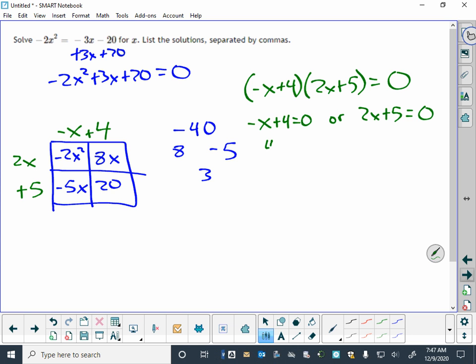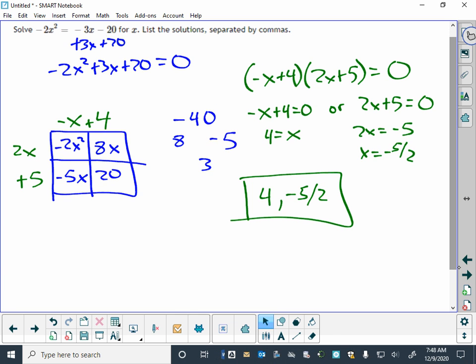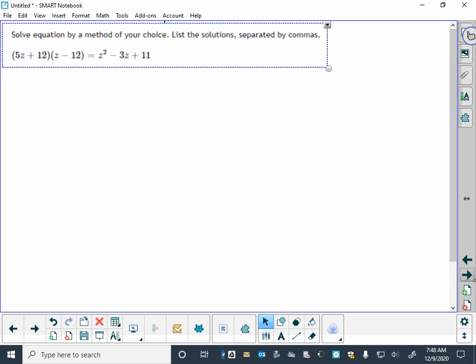Adding an x to both sides says x being 4 is one of my possible answers, or 2x would have to be negative 5 and x would be negative 5 halves. This one said list the solutions separated by comma, so I've got 4 and negative 5 over 2 in the answer box. So those should be my two solutions for this one, reduced again to a factored form. We're able to get there and find the x-intercepts from the factored form.